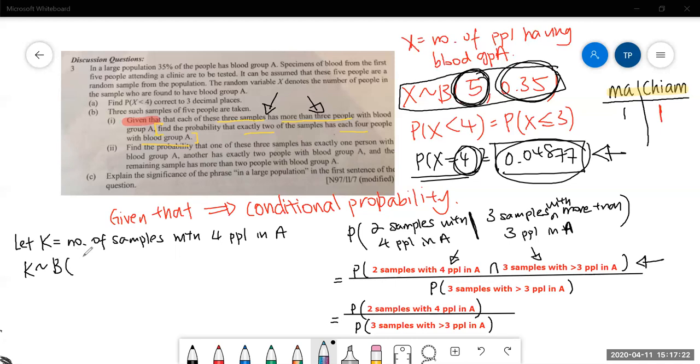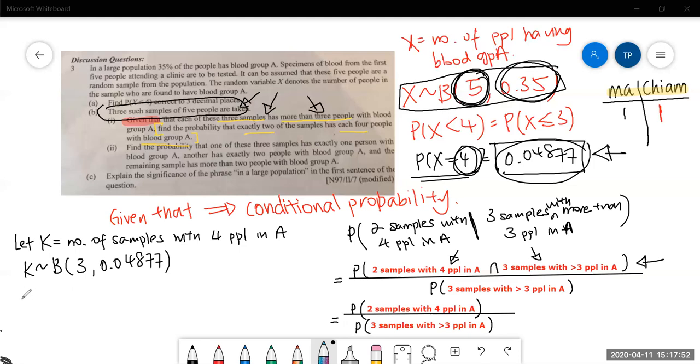Total number of trials, how many groups are there? We have three groups. And the probability of success, what's the probability of success? Probability of success means to have four people in blood group A, which is 0.04877. It's a brand new distribution because of this over here. When I saw this, I already knew that I have to reconstruct a new distribution. Everybody clear? Yes. Okay.